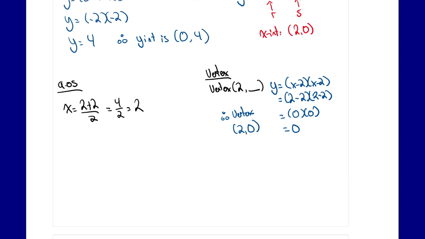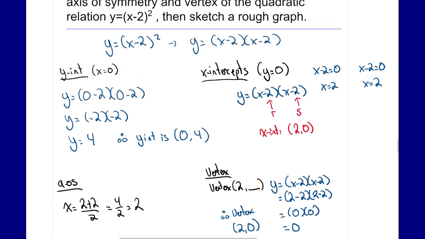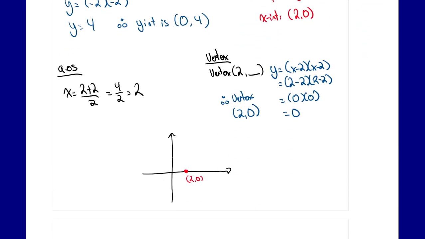So now if I want to sketch this quickly, I'm just going to roughly draw my axes. Again, it doesn't need to be in any particular way. We have a vertex at (2, 0). This also happens to be our x-intercept, so I don't need to put any other points here. I do have a point at (0, 4), so if I want to put that one there, I can.